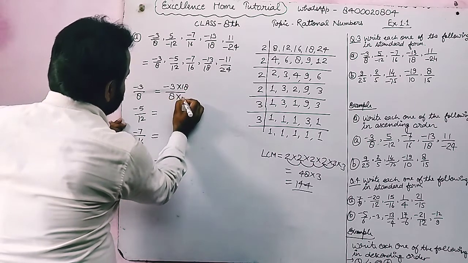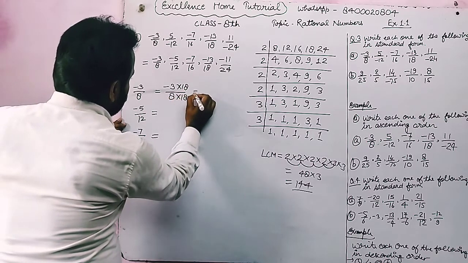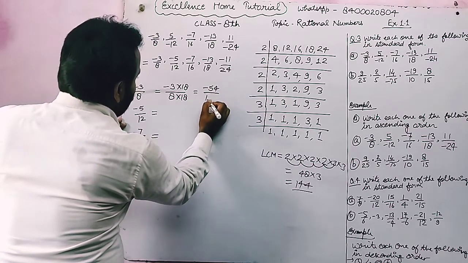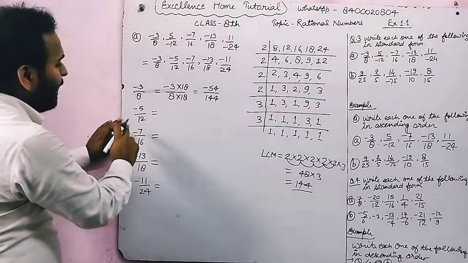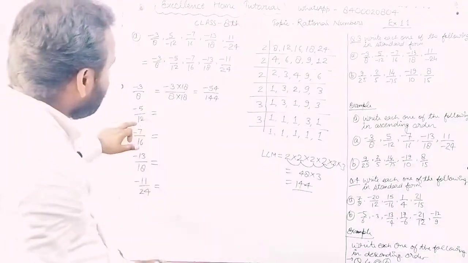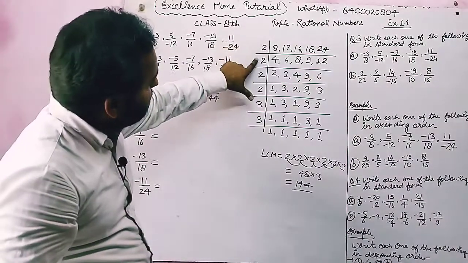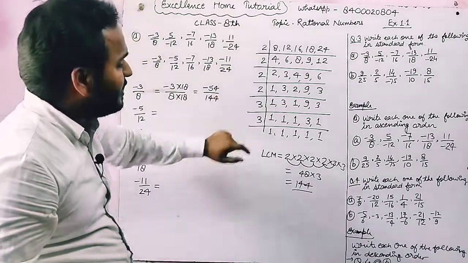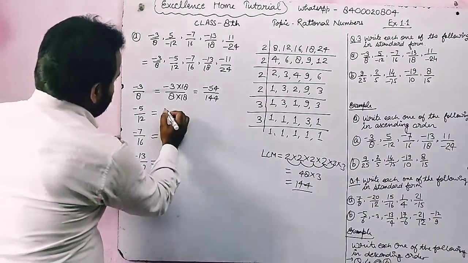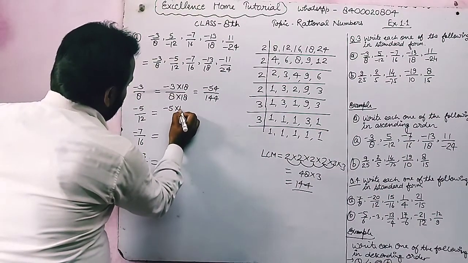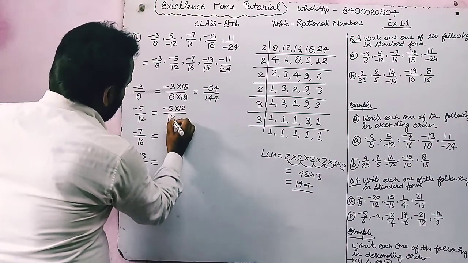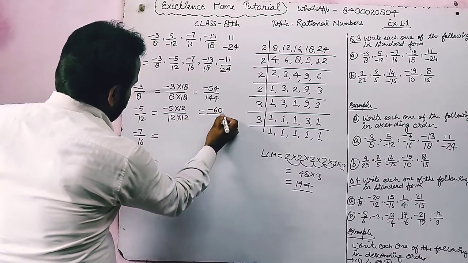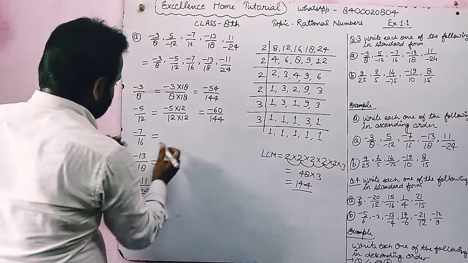The answer is minus 54 upon 144. And for 12, we remove 2 twos are 4, 3 fours are 12. So the remaining is 2 twos are 4, 4 threes are 12. So this should be multiplied by 12 to make the denominator 144. So this is minus 60 upon 144.